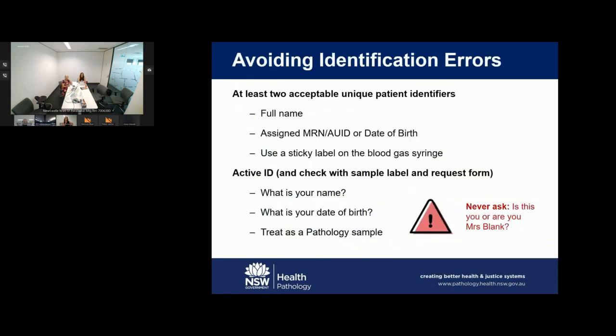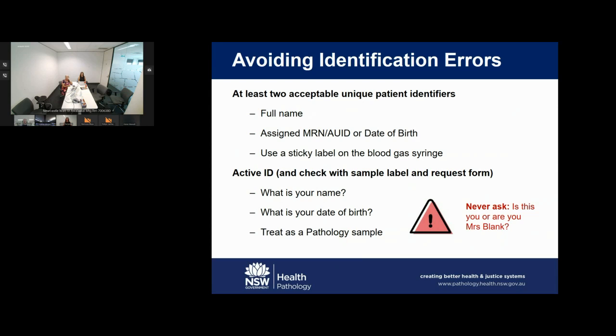So avoiding identification errors. New South Wales Health Pathology does have a minimum labelling requirement, which really is 2 identifiers, and that can be a full name and date of birth or your medical record number. And we understand that that's not always easy to write on a point of care tube, and certainly with the blood gas syringes, but a sticky label can be stuck on that tube, which ensures that someone else doesn't pick it up and enter the details into the blood gas analyzer for the wrong patient.